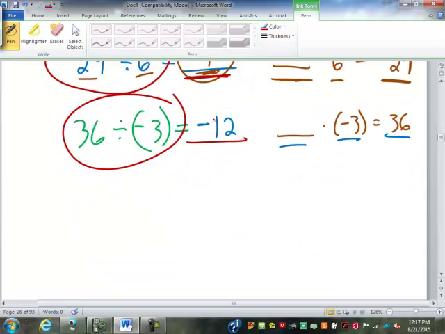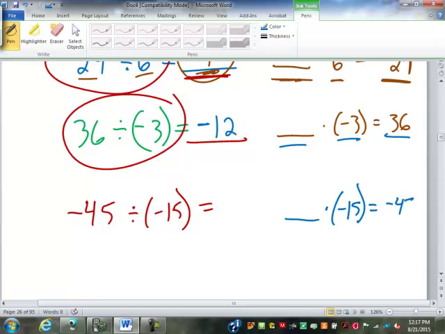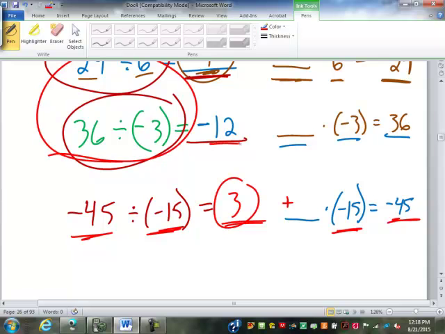Let's look at what happens if we have a negative 45 divided by a negative 15. Well, that's saying what times a negative 15 equals a negative 45. Well, if this is negative, that means we have to have one positive and one negative. This one's already negative, so this one has to be positive. What's 45 divided by 15? 3. Answer is a positive 3. So a negative divided by another negative is positive. So it's the same rules for division as it was for multiplication. If there's one of each sign, the answer is negative. If they're both negative or both positive, the answer is positive.